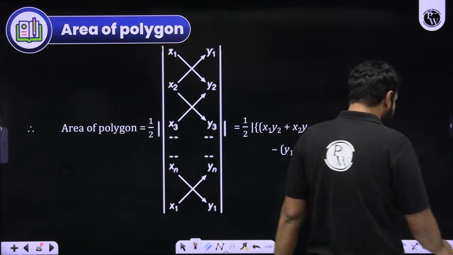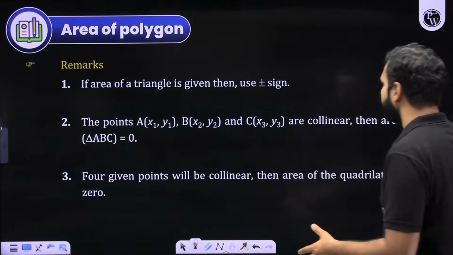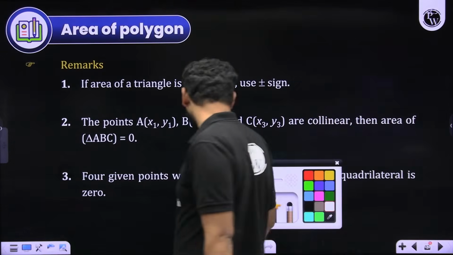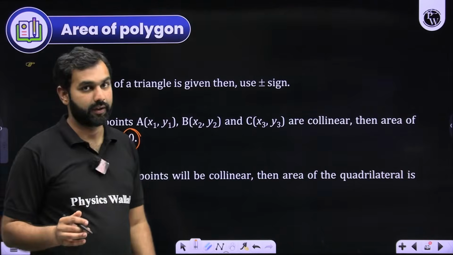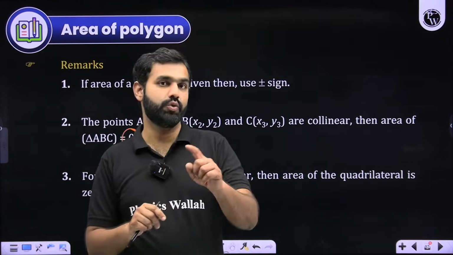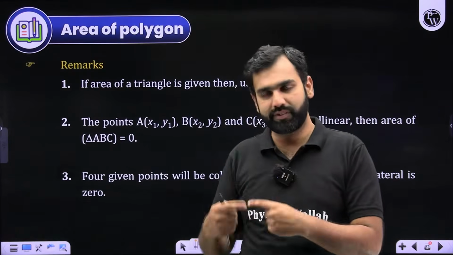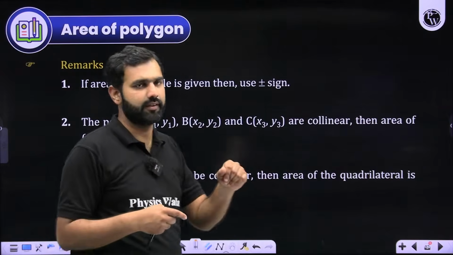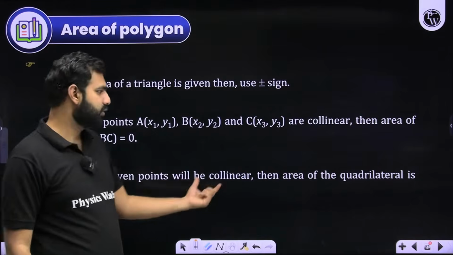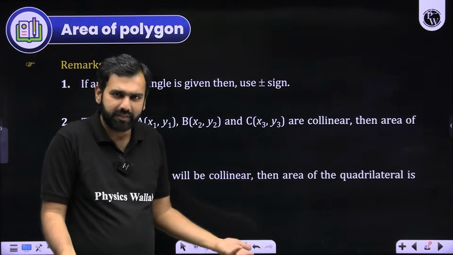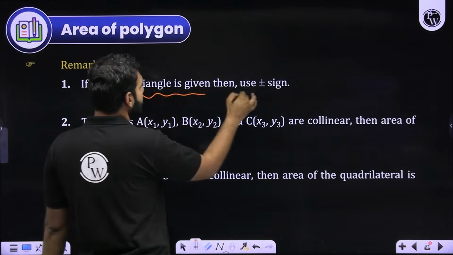Now, moving ahead with this stair method, what do we see next? Yes, these are some simple conclusions. If the area of the triangle is 0, then of course the points are collinear. So for collinearity, there was a condition that you check it with the distance formula or with the area formula. The third method will be slope, which we will be discussing later after discussing the concept of slope. Another point is that if 4 points are given and they are asked to be collinear, then the quadrilateral's area should be 0, as we have already discussed here. And yes, if the area of the triangle is given, then use plus minus sign.